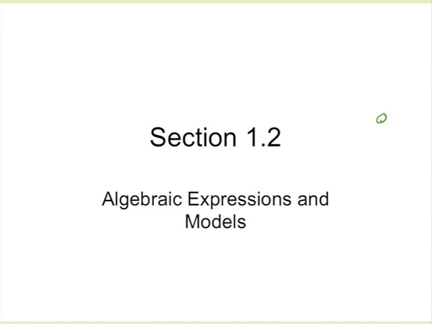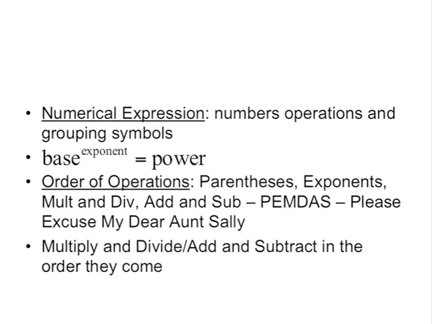Today we are in section 1.2, and we're going to look at algebraic expressions and models. Starting with a numerical expression first. A numerical expression has a few things in it. It has numbers. It has operations, which are things we do to numbers, like plus, minus, multiply, divide, powers. And it has grouping symbols, which are parentheses.